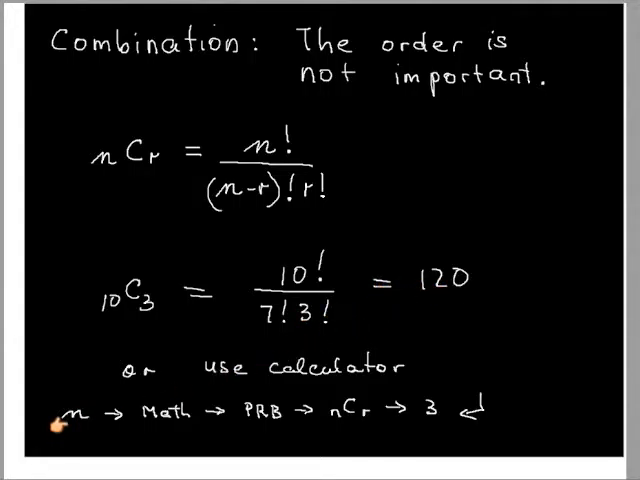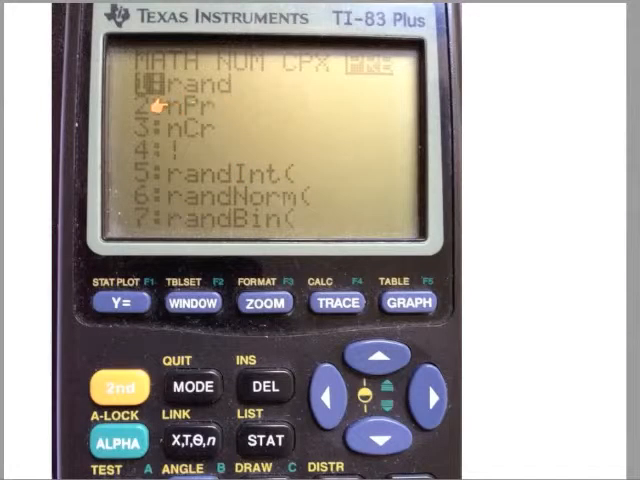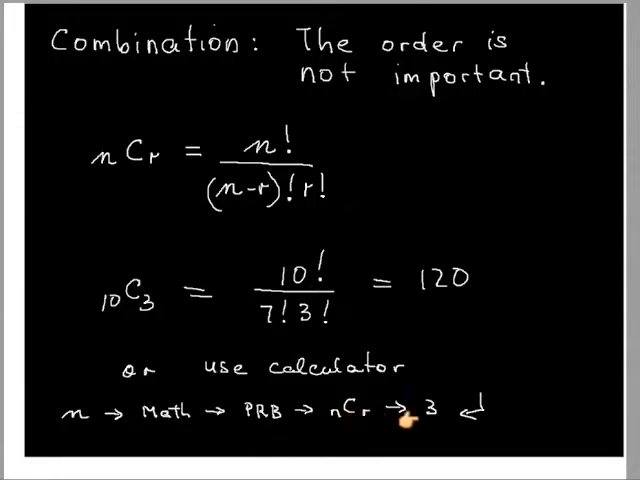To use the calculator, you could type in your n value, go to math, and then select your nCr. Once you've selected that, you will type in your r value and then push enter. So the procedure is type the n, go to math and then the probability and make your selection. Type in your r value, push enter, and you should get this number.